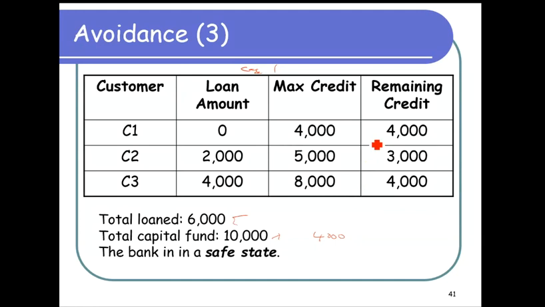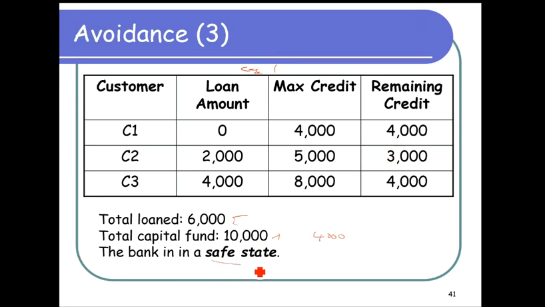The bank can at least satisfy the minimal condition, the requirement of the remaining credit of one of the customers. So at least customer 1, 4,000, 3,000, 4,000. The remaining credit of the customer is less than or the same as the balance of the bank. So if, let's say, C1 says, I have a very important order, but I need 4,000, the bank can satisfy that requirement.